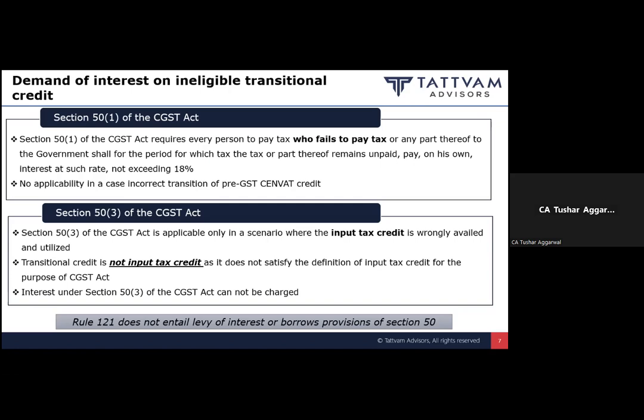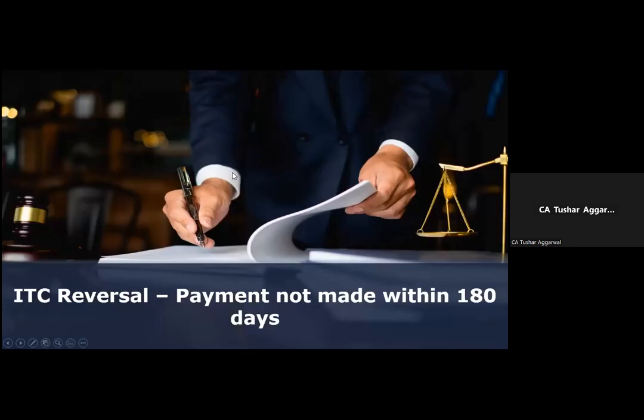We have the Supreme Court judgment in the case of Indian Carbon or JK Synthetic, etc., where they have held that if the government wants to impose interest, it has to come out of the Act, it has to come out of the statute. And in the statute, they had imposed interest only in cases where there is a short payment of output tax or where ITC is wrongly availed and utilized, and not for the transitional credit. Accordingly, no interest is legally payable. So these are the arguments which we should keep in mind whenever we are dealing with transitional notices.